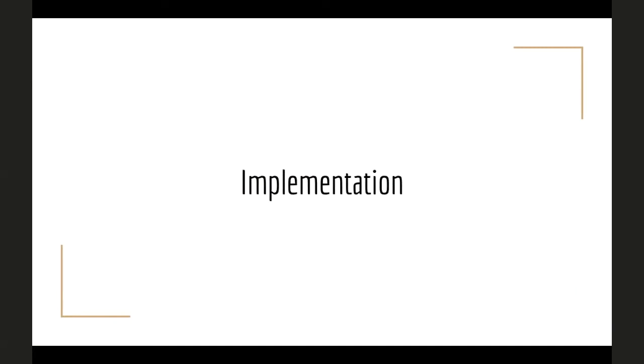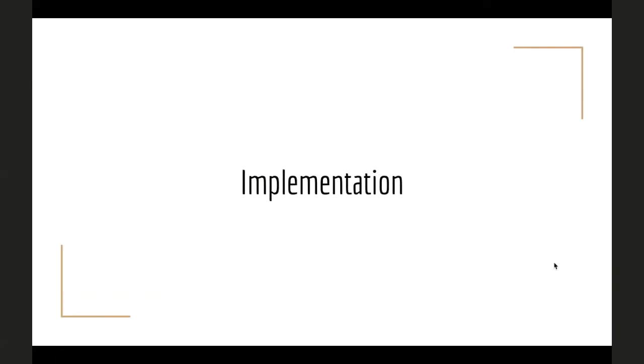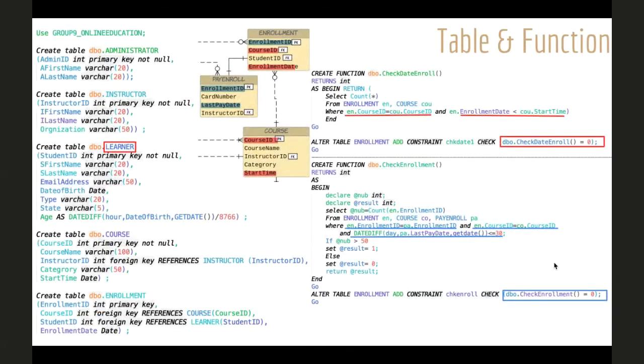Hello, everyone. Let me introduce the details of our database. I will show you our SQL. First, we use different types of data, different ranges, and the primary key and foreign key to create the columns. For example, in the learners table, we use a varchar of size 20 to create the first name and last name, and a varchar of size 50 to create the email address. We also use getdate to automatically create the age.